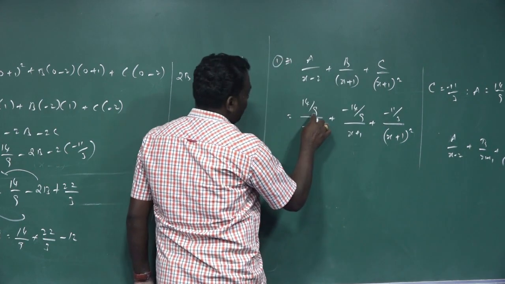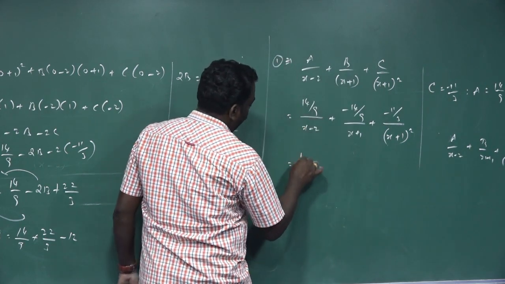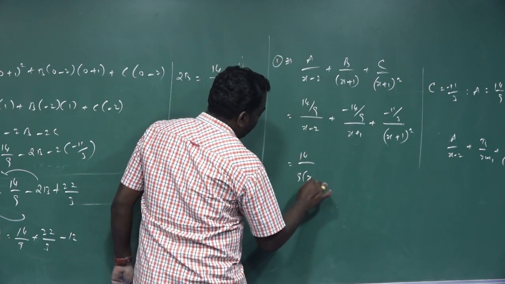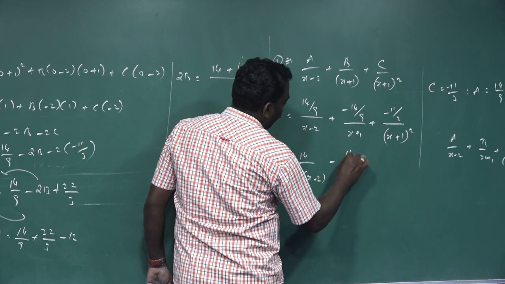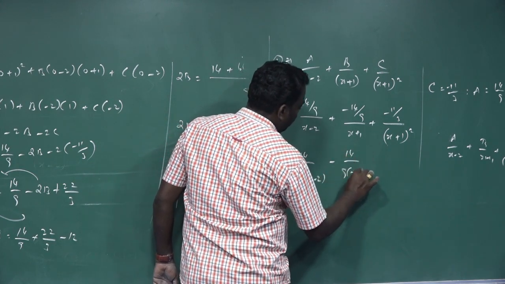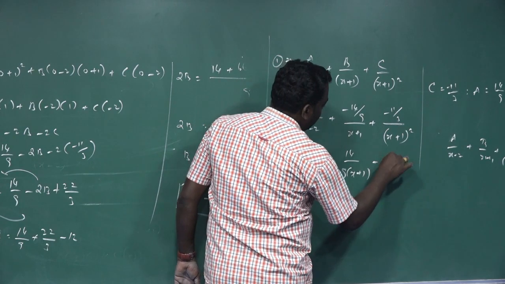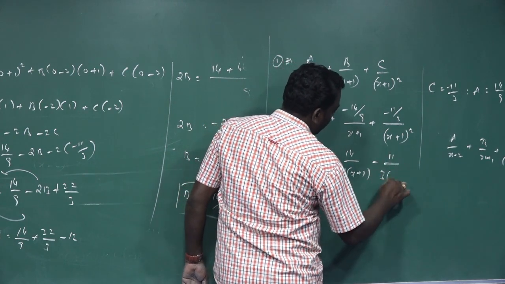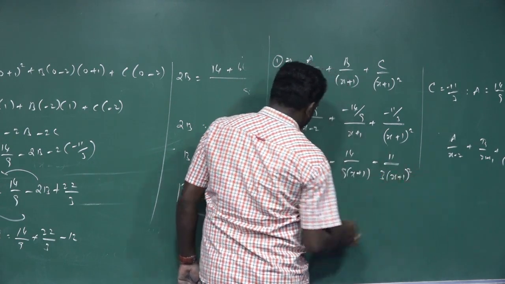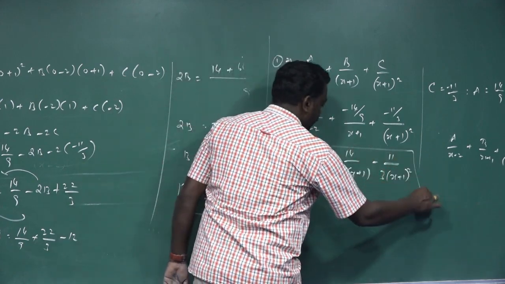Just rewrite the terms in denominator form: 14 by 9 into (x minus 2), minus 14 by 9 into (x plus 1), then minus 11 by 3 into (x plus 1) whole square, and this is the final simplification.